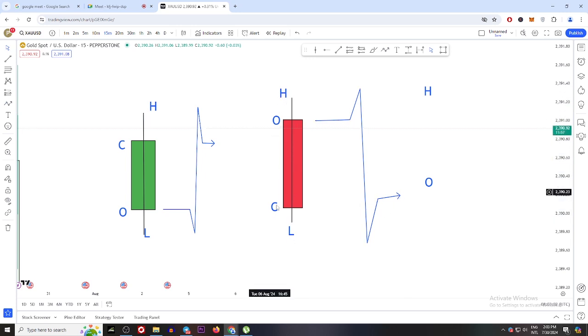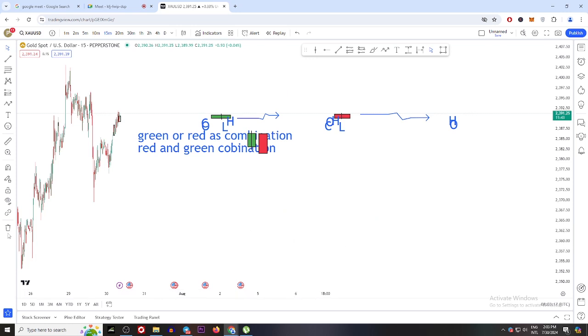OHLC, not OHCL. The way price goes, OHLC. The way price goes, we just call it that way. Okay, clear.